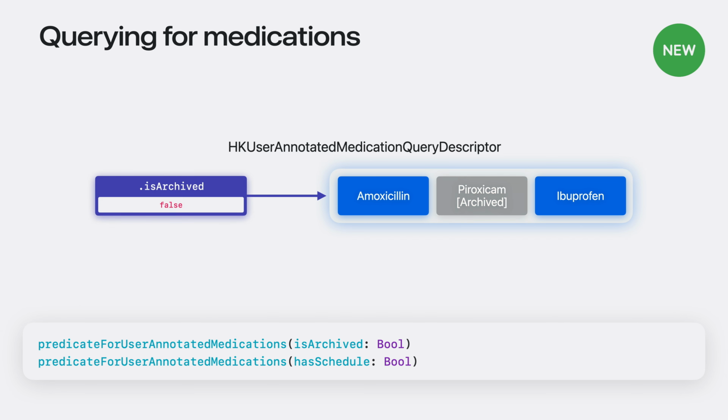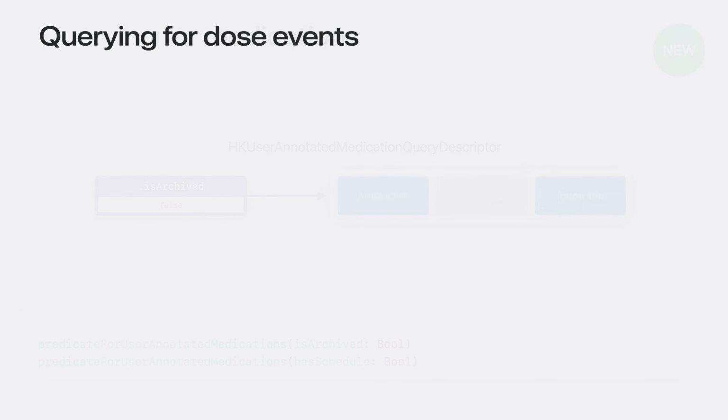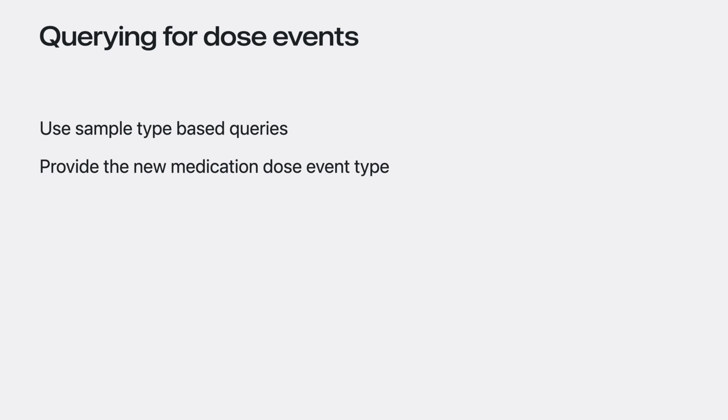If the query descriptor is configured with a predicate, your app will only receive medications that match that predicate. In this case, your app wouldn't see piroxicam since it's archived. Dose events are HK samples, and your app can use any of the existing sample type-based queries to fetch them, like sample queries, anchored object queries, and observer queries. When configuring these queries, your app should use the new HK medication dose event sample type.